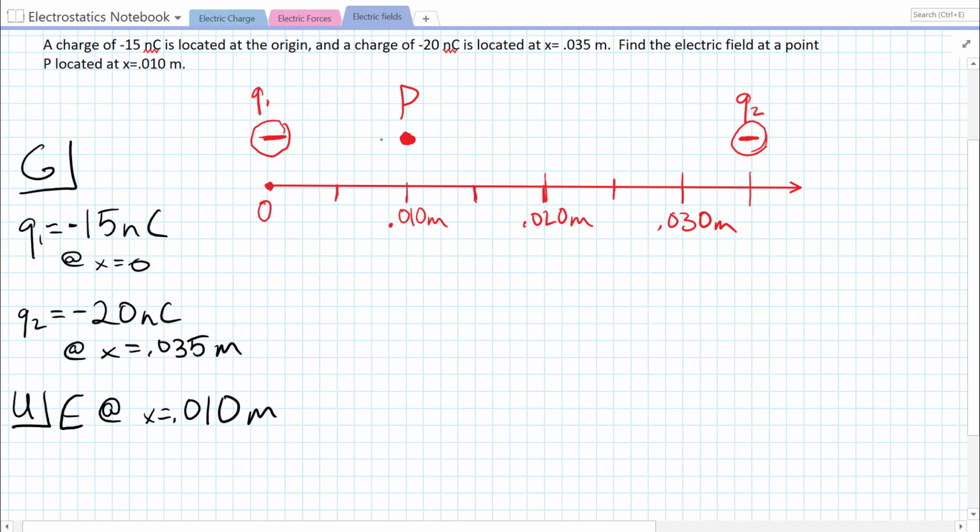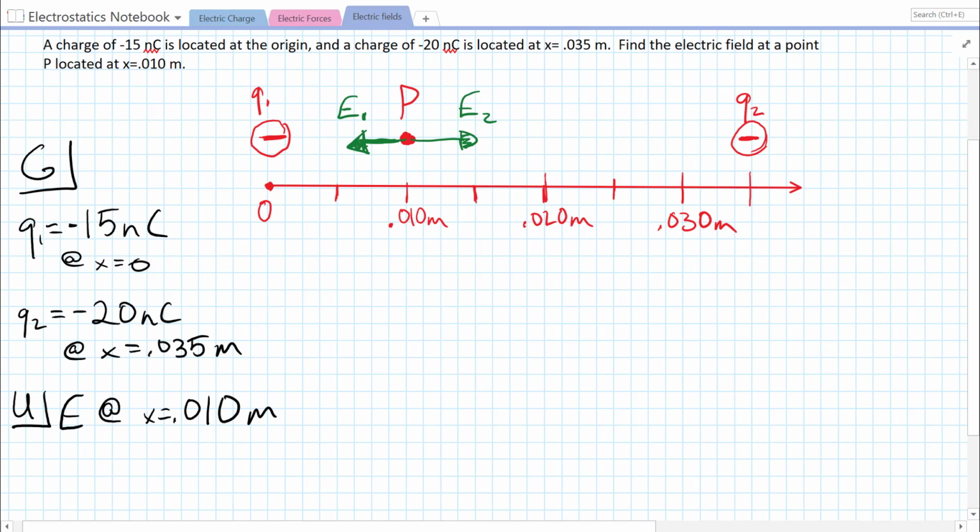From Q1, since Q1 is a negative charge, the electric field from Q1 is actually going to point towards Q1. So I'm going to draw that. It's going to be a left-facing arrow, and I'm going to label it E1. The electric field from Q2 is also negative, so that electric field is also going to point towards the charge, which means it's actually going to go in the opposite direction, to the right.